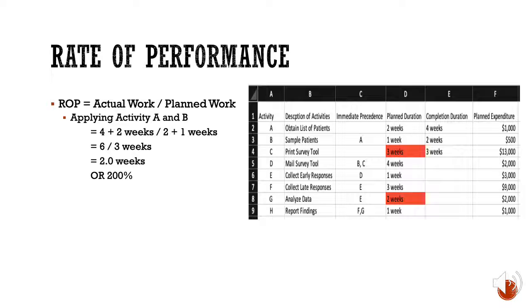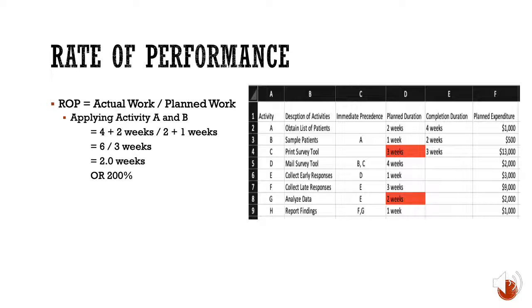To calculate the rate of performance, we will divide the actual work by the planned work. For this example, we will only be using activities A, B, and C for this calculation. However, activity C is not part of the critical path, so we will only use activities A and B for the calculation. For the actual work, we add up the number of weeks for activities A and B in the completed duration column, so it is 6 weeks.